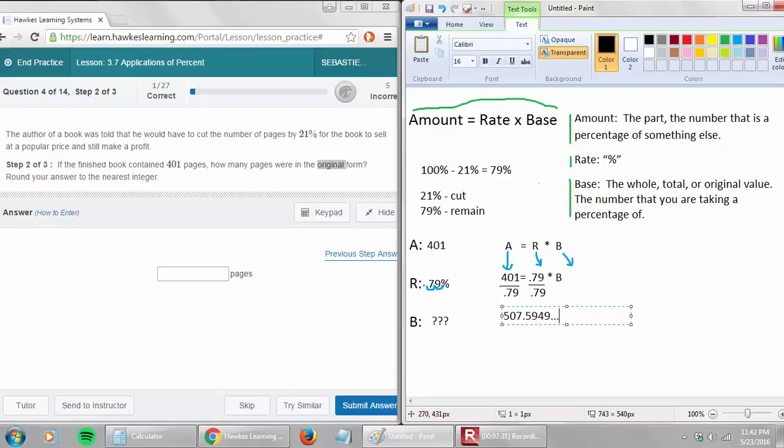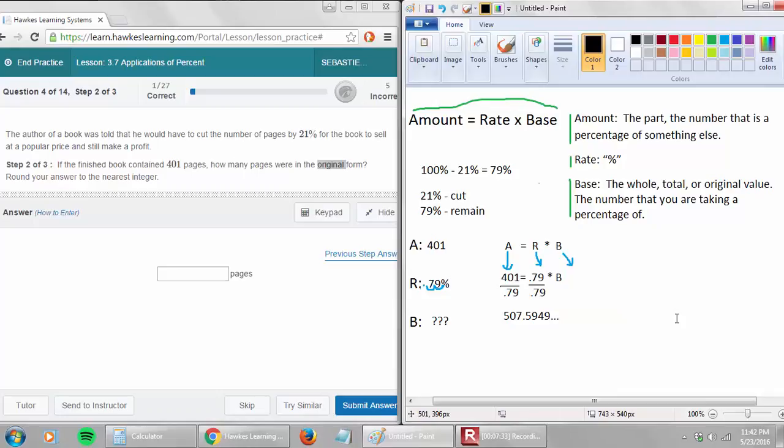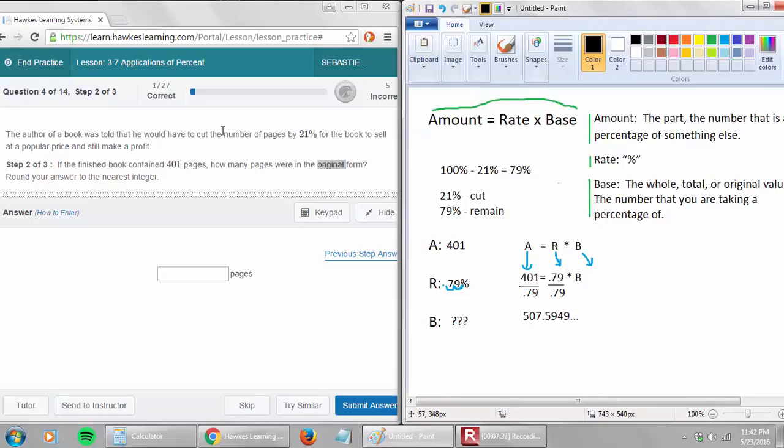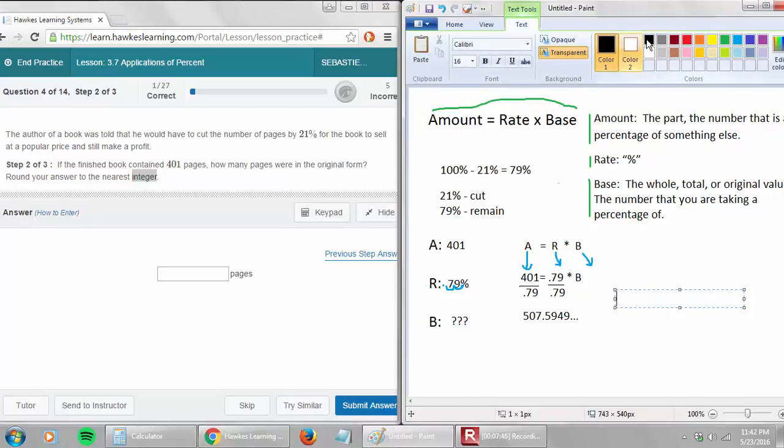Alright, and this keeps going. I'm going to put some ellipses, that dot dot dot, to say that this thing keeps on going forever and ever and ever. And let's read the fine print here. It says, round your answer to the nearest integer. Now what does that mean? That might not be familiar wording for you. That means round it to the ones place, to the nearest whole number.